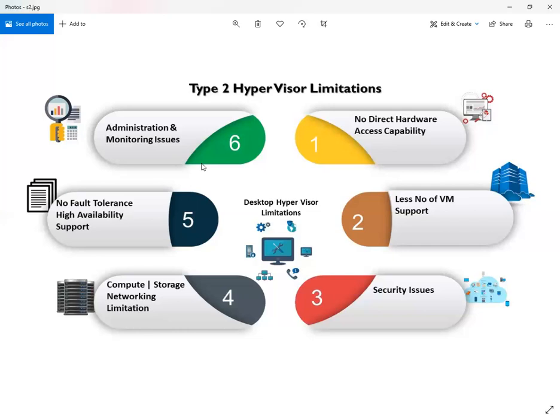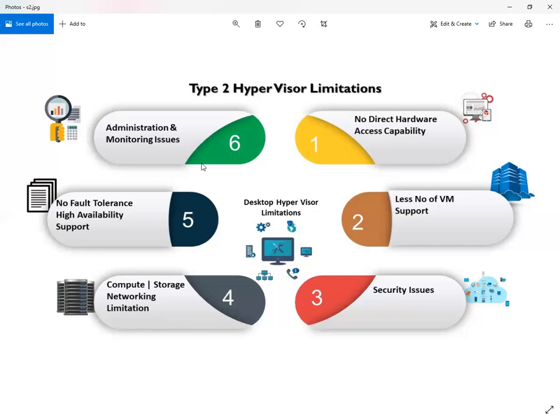The fourth one is limitations about the compute, storage and networking options. With the Type 2 hypervisor, we cannot deploy any kind of central storage options for our virtualization infrastructure, and there is no clustering capability with this type of hypervisor.